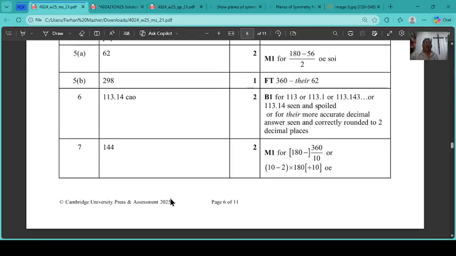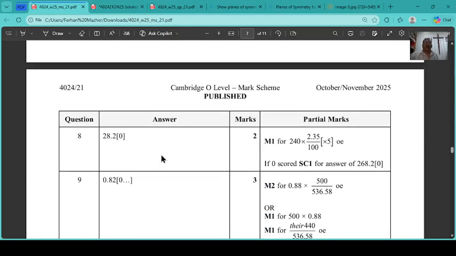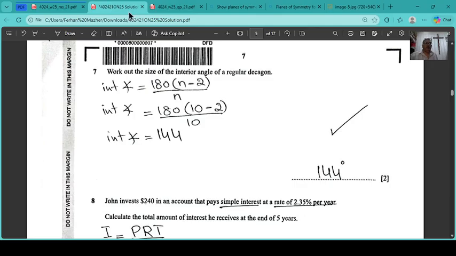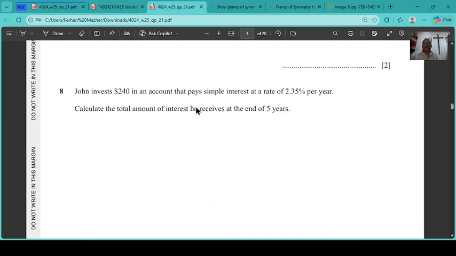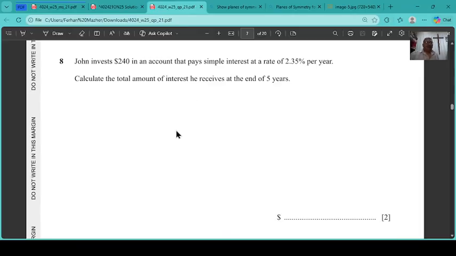The question number 7 is showing up on your screen. So this is how this is done, and let's go to the next question. Question number 8 is showing up on your screen. John invests $240 into an account that pays simple interest at a rate of 2.35% per year. Calculate the total amount of interest he receives at the end of 5 years.